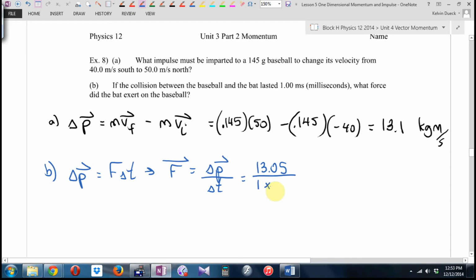Does anybody have their formula sheet? Milli is on your formula sheet. It's 10 to the what? I think negative 3, is it? Yep.